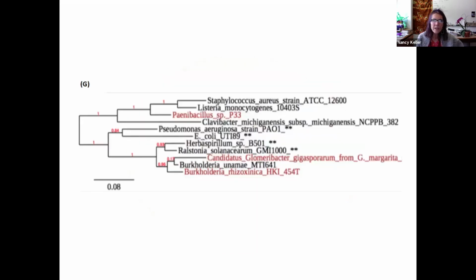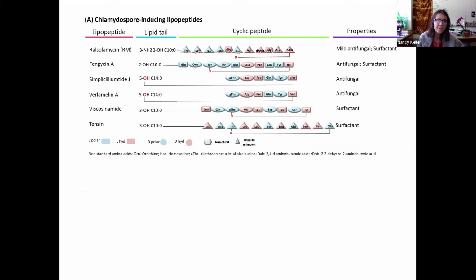And what was interesting to us is when she looked at these and looked at a phylogenetic tree, the bacteria that went inside the chlamydospore were never known to be endofungal bacteria before. So in red are the known endofungal bacteria, but we found that Ralstonia, Herbaspirillum, E. coli, and Pseudomonas also went inside. We believe this is the first time there's evidence for these bacteria to enter fungi.